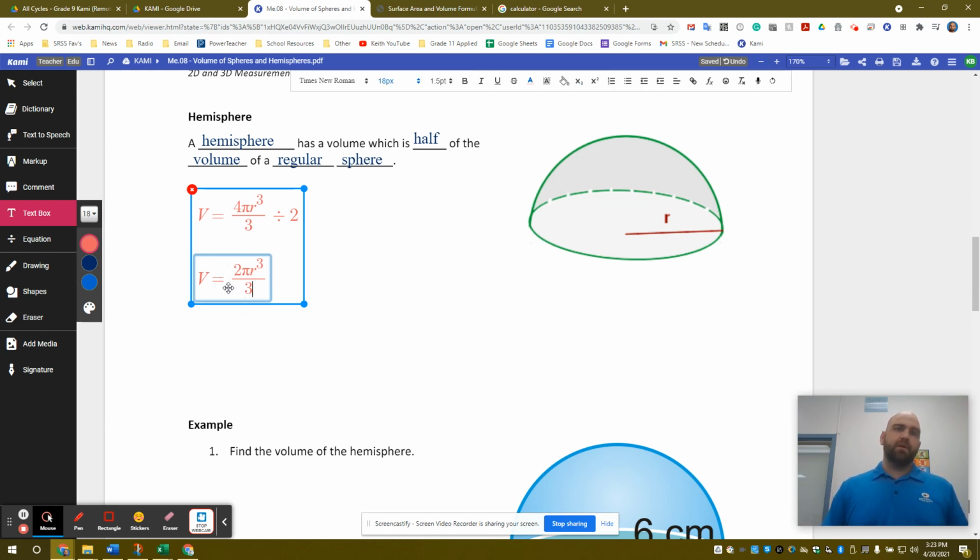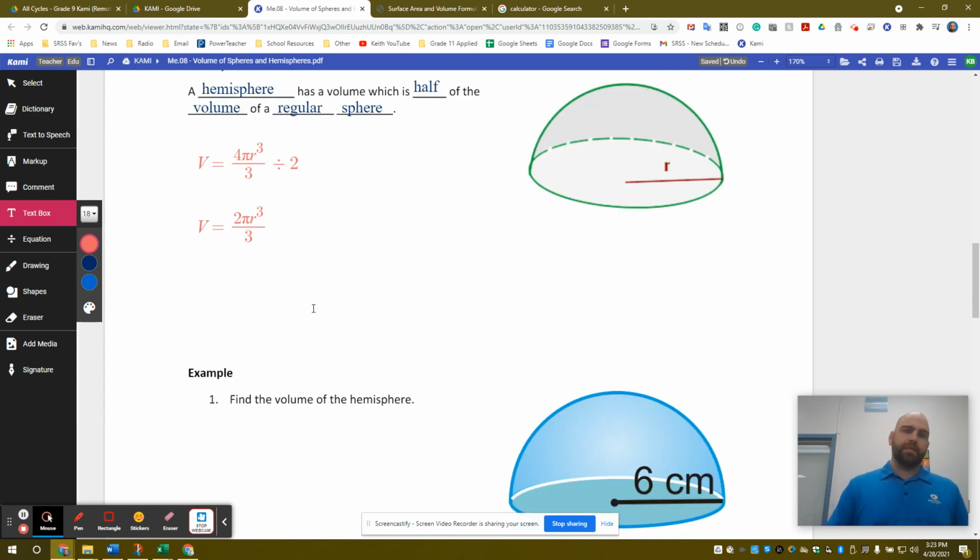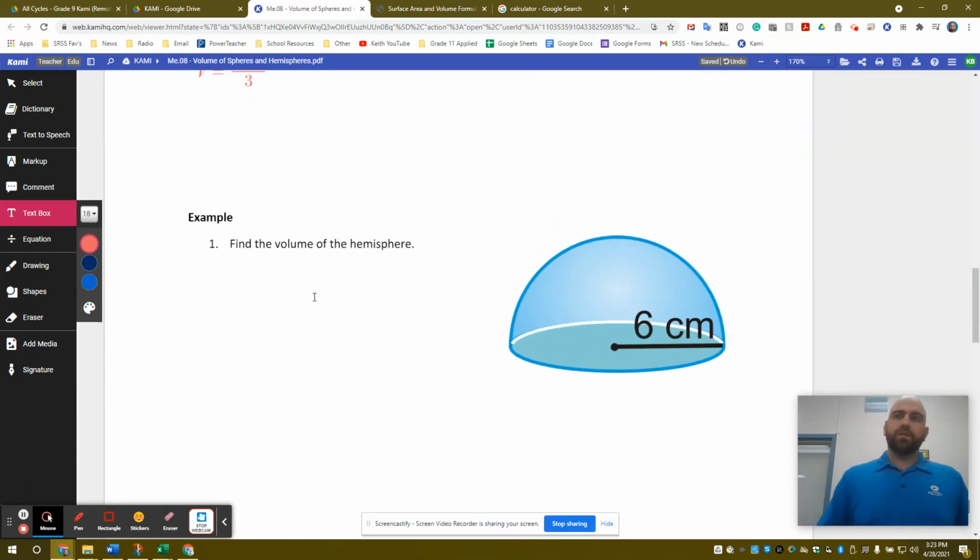Once we have this, we can find the volume of any hemisphere. All we need is the radius. Let's do one quick example here. We're going to find the volume of this hemisphere. We're given the radius of 6 centimeters. The only tricky or different thing I could do is give the circumference instead of the radius or diameter, and we'd have to find the radius. But if we're given the radius, then all we're doing is plugging it into the formula.